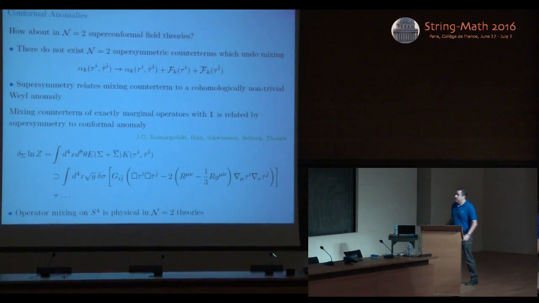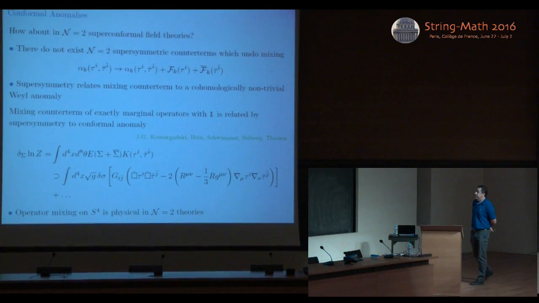And let me just give you an example. Let's consider the mixing of exactly marginal operators with identity that is related by supersymmetry to the conformal anomaly that I wrote earlier in 4 dimensions. So the supersymmetric anomaly takes this form. Okay? So it's some integral over the entire superspace of some scalar function of the exactly marginal couplings. And sigma is essentially a super Weyl transformation.